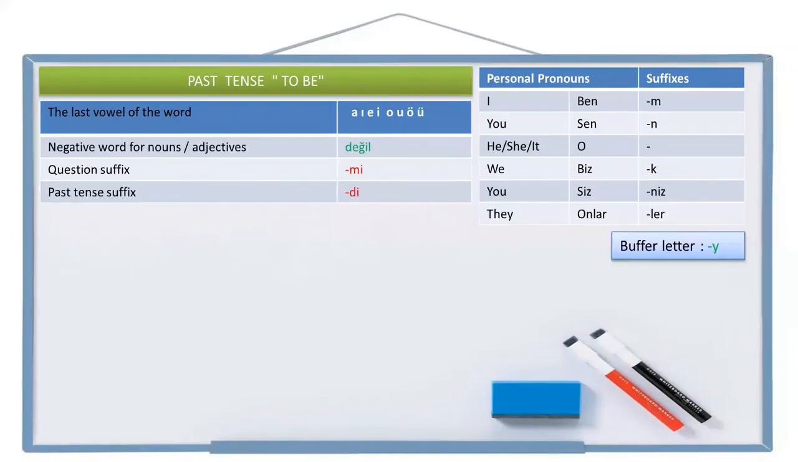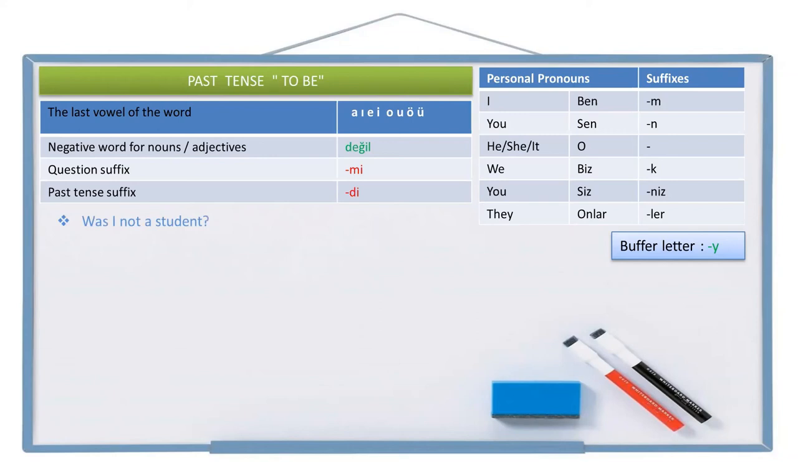Alright, now let's make some negative question sentences. The negative word for nouns and adjectives is değil, then question suffix mi, and past tense suffix di. And in some cases we are going to need the buffer letter y. Let's see an example. Was I not a student?